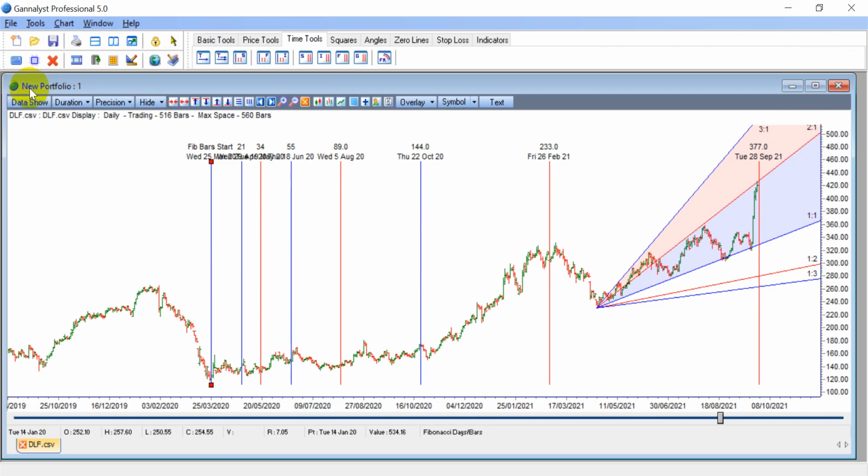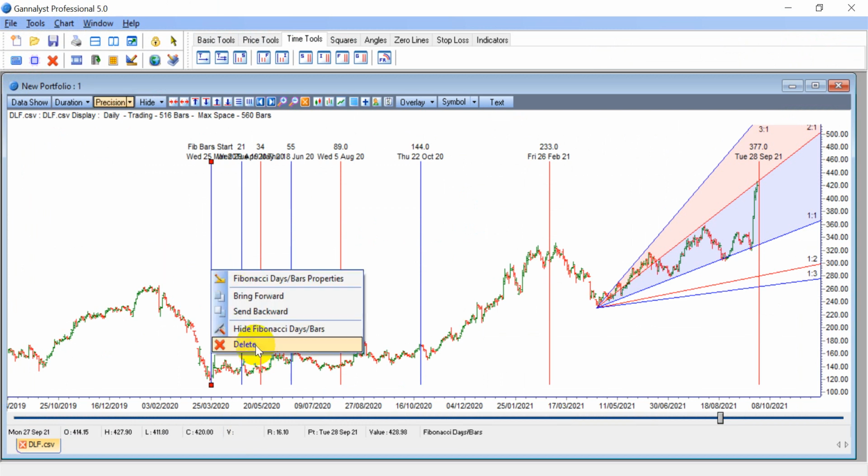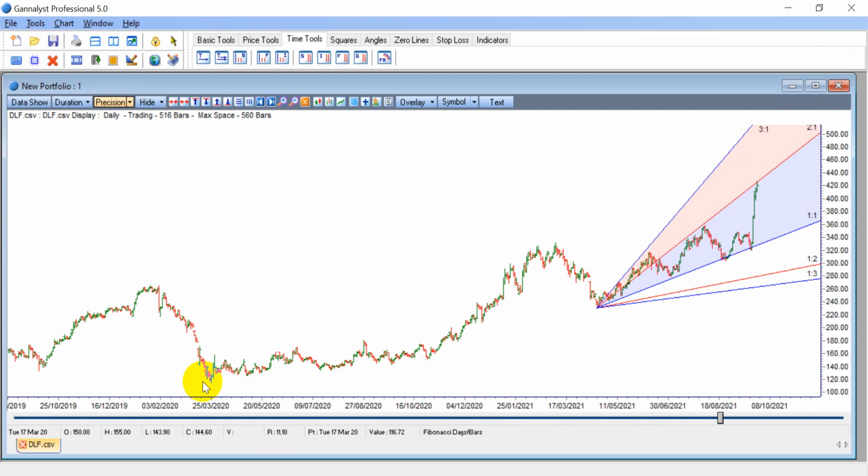I'm using a software called Gann Analyst Professional. It is widely available, free of cost. If you see the chart of DLF, it made a bottom somewhere here around 24th of March 2020, and from there it has been rallying, and now we have seen a very big breakout. As you can see here, I have already drawn the Gann angles. It took exact support at this point, and from there we had a rally, and it is touching this point.